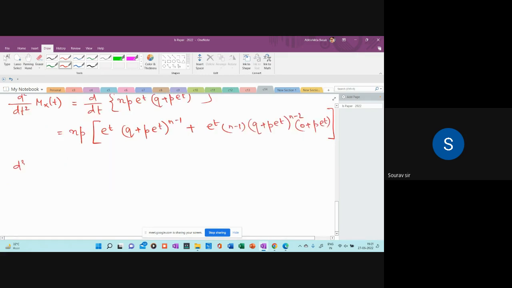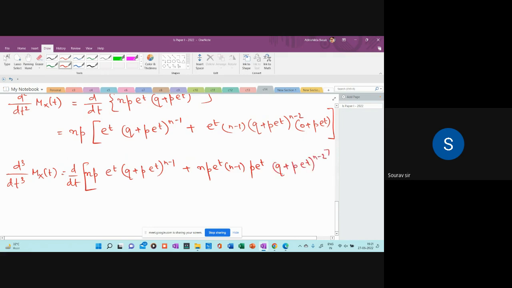Next, we are going to do the derivative of, which is nothing but d/dt of np into e to the power t into (q plus p into e to the power t) whole to the power n minus 2 will get common, and then basically we are going to have this n minus 2 will get common, not n minus 2, sorry, don't take n minus 2 common, let it be n minus 1, and plus np e to the power t, n minus 1 p e to the power t (q plus p e to the power t) whole to the power n minus 2. This is going to be the whole thing.